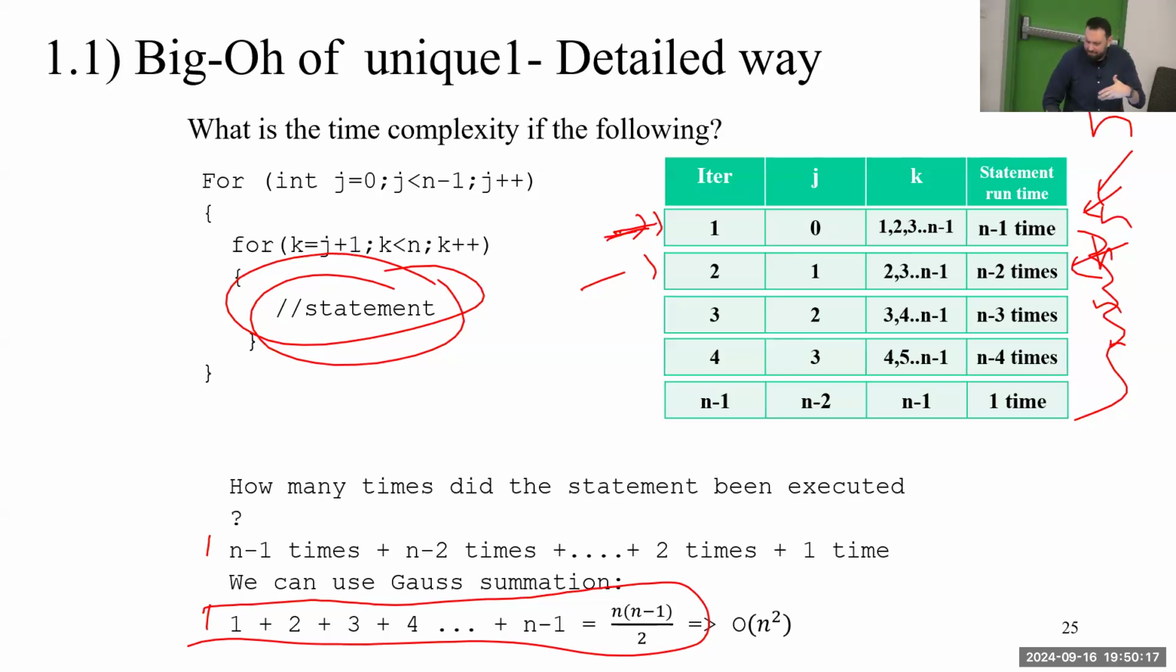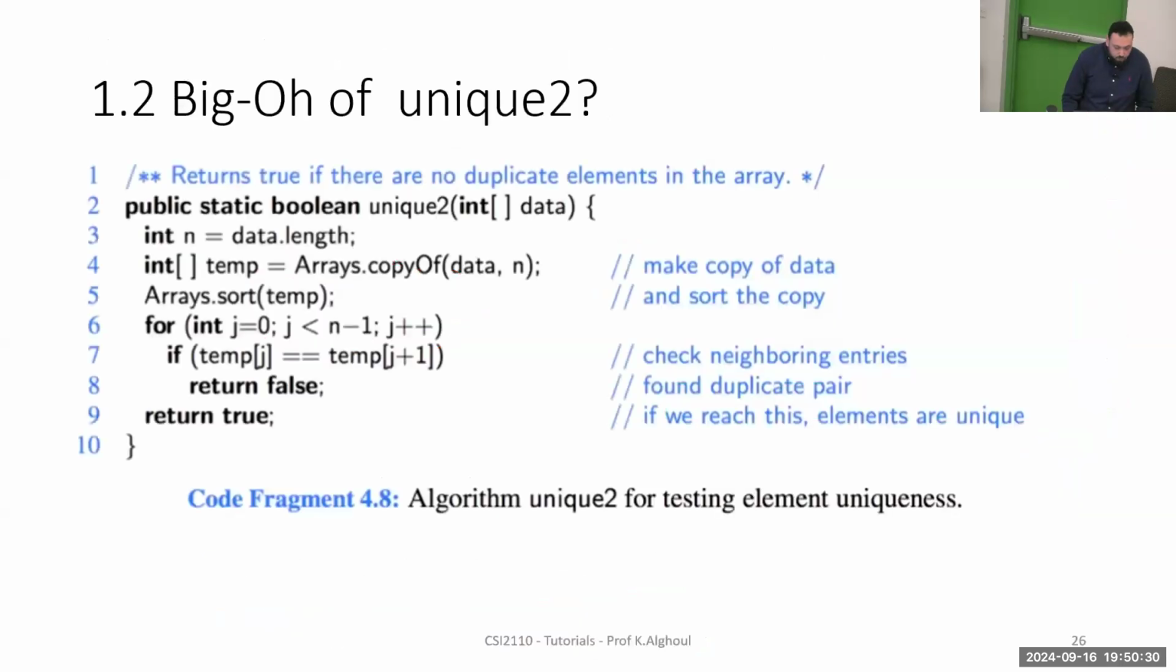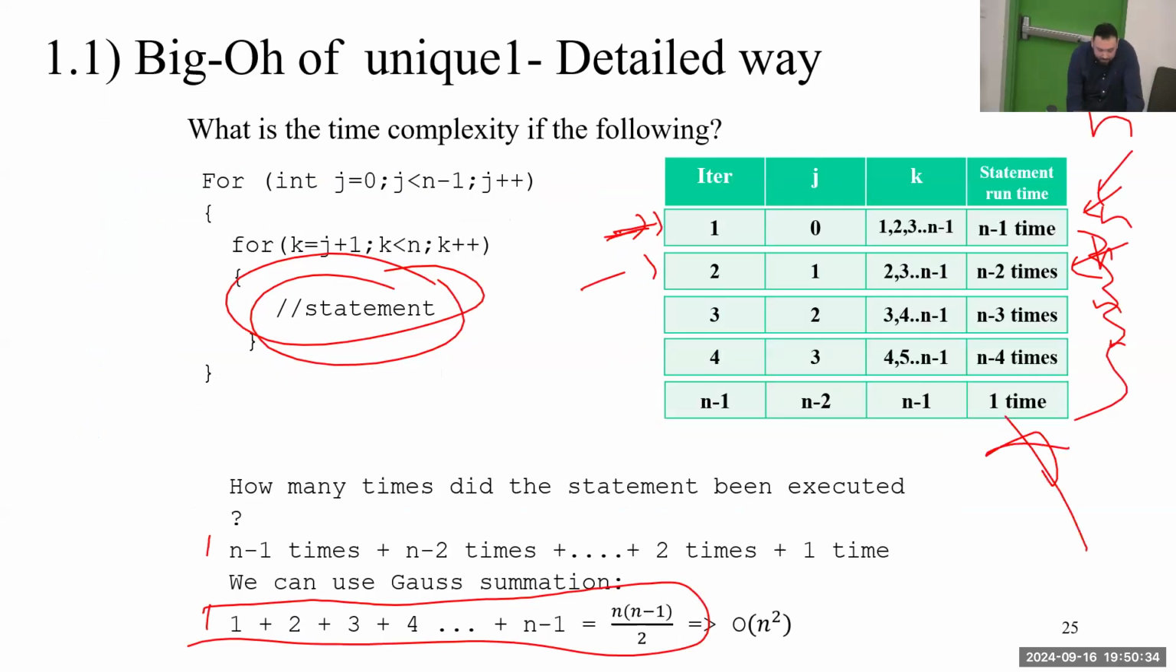Okay, so don't get confused. Forget about this example; we'll do another like this. It's not 100 times, it's n times. So if you have n times, then yes, but I'm just giving an example. Now, this is unique number 2. It's the same exact thing. So this one, we ended up with n squared, right?